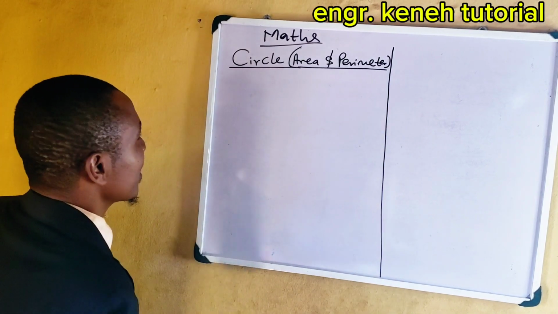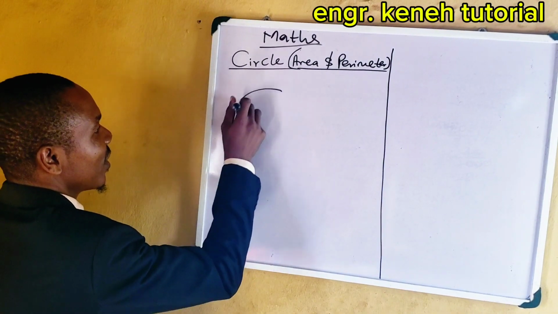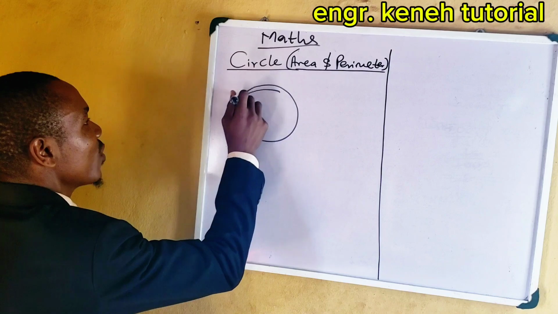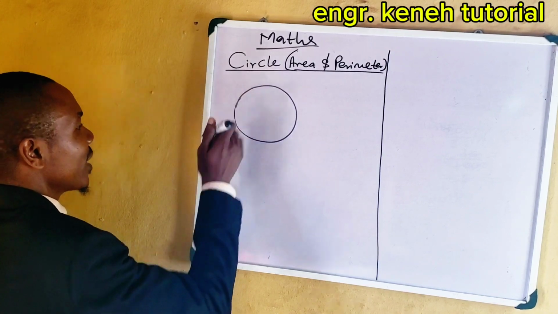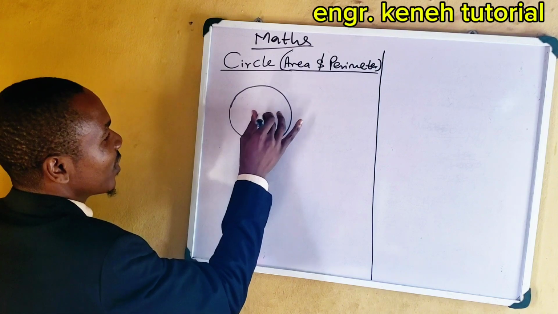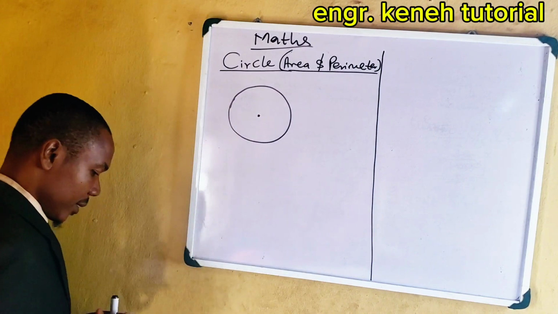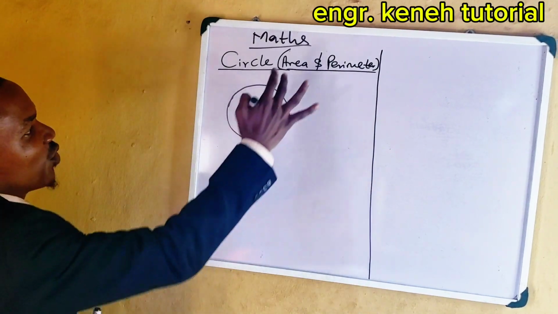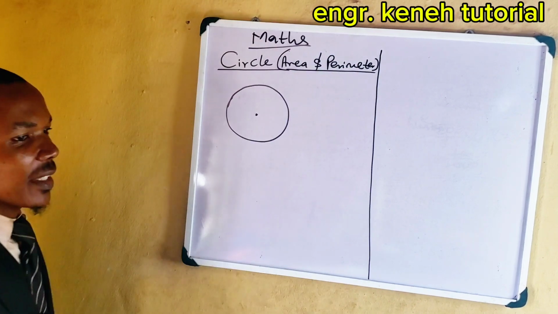The shape that we call circle is this shape. We have it like this. When I see something like this, I call it what? A circle. So look at the circle. A circle has a center, which is here. We call it middle or center of a circle. Remember, I want to concentrate on area and perimeter of what?